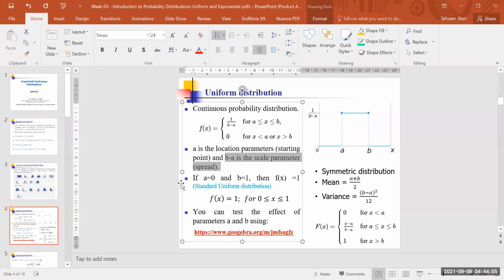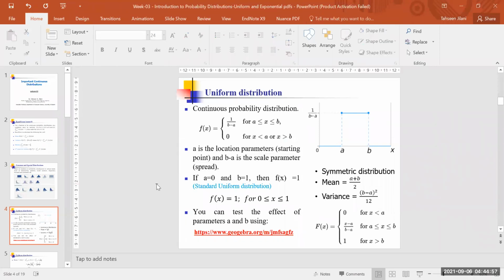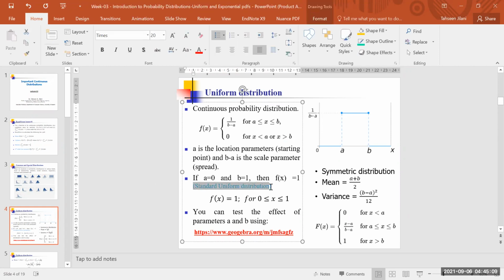These are some of the characteristics. But if we very simply consider that b is equal to 1 and a is equal to 0, it will be 1 over 1 minus 0, equals 1. So this is called a standard uniform distribution.